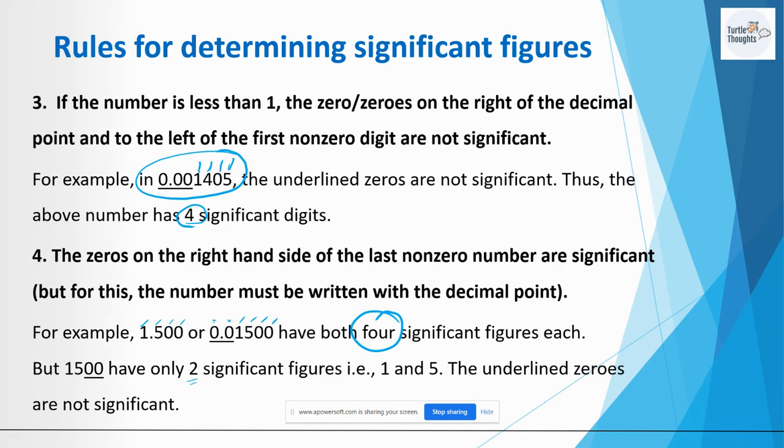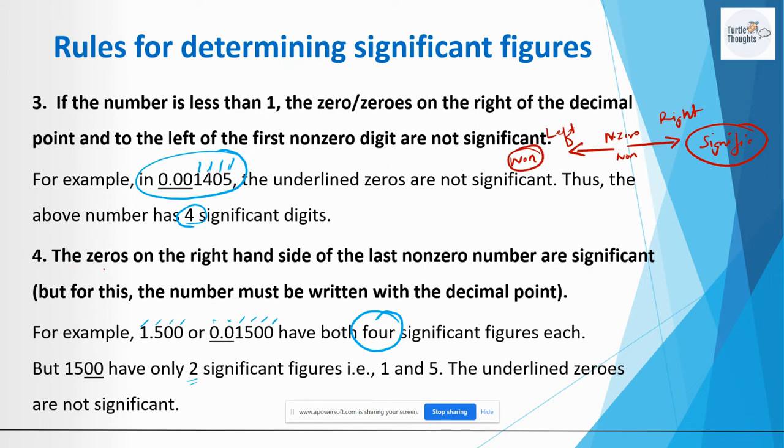The third rule says that if the number is less than 1, or you can simply say that if zeros are coming to your right, then they are significant. If they are coming towards your left of a non-zero number, here we have a non-zero number. If zeros are coming to your right of a non-zero number, then they are significant. If they are coming to your left, then they are non-significant.